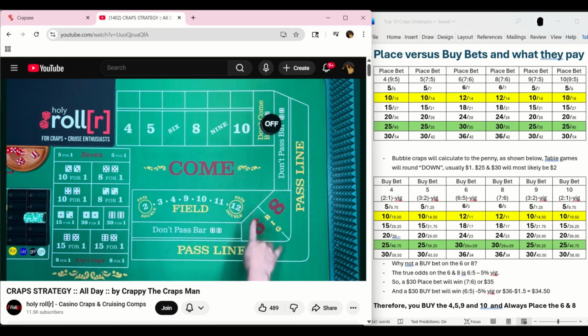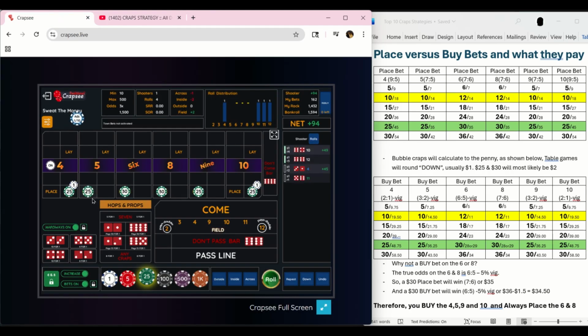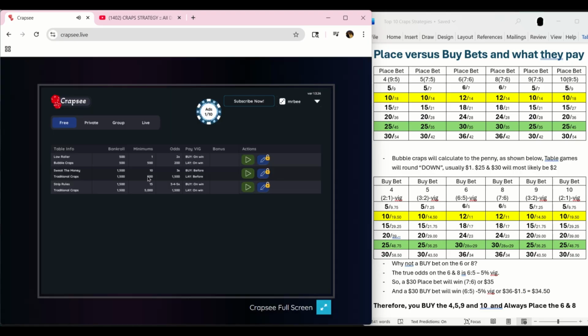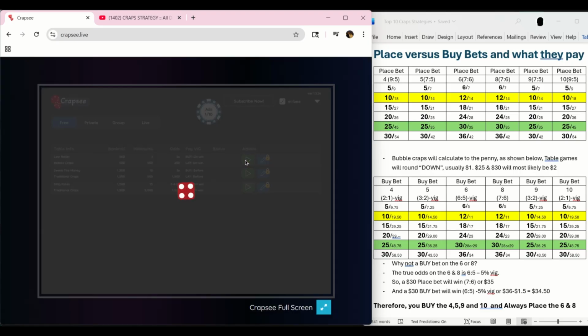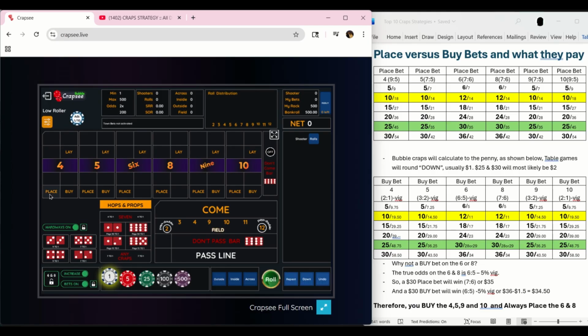A lot of the casinos will pay those out as if it was a buy bet, but as you can see on our Crapsy instance, we don't have the option for a 5 to be a buy bet at the $1,500 table. If we set up a $500 table, I think that's different. Let's go back and do a $500 table. Okay, you see this here? You have buy and place on the 4 and the 5 and the 9 and the 10.